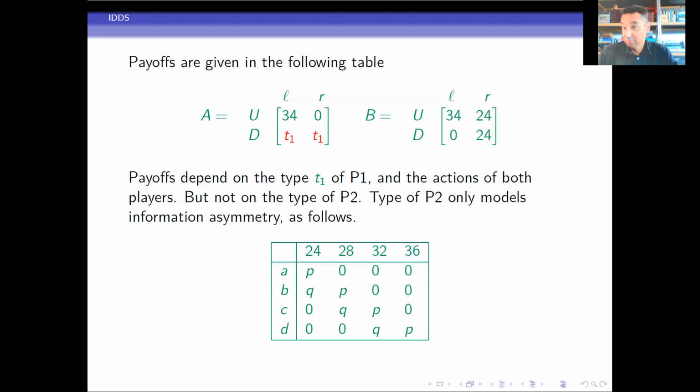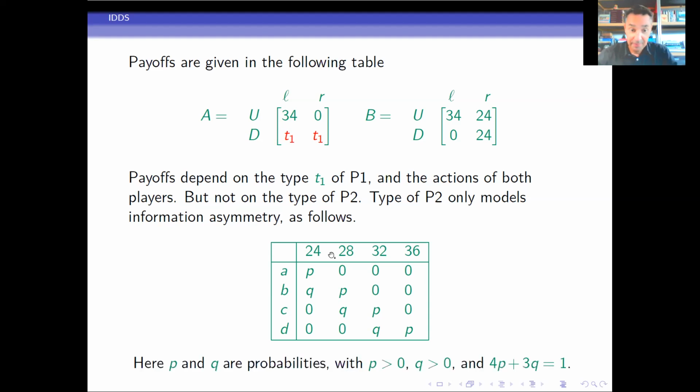So P and Q are numbers as well. They are larger than zero, and 4 × P + 3 × Q = 1, which means that this table over here is in fact a probability distribution. So you see there are 4 P's on the diagonal and 3 Q's on the lower diagonal, and together that adds up to 1. So we have a probability distribution.